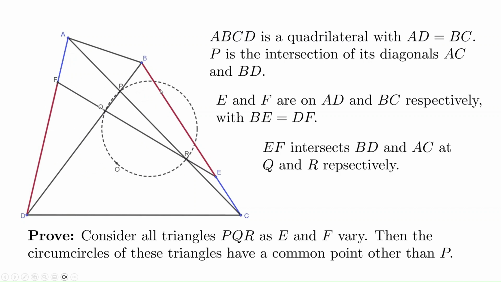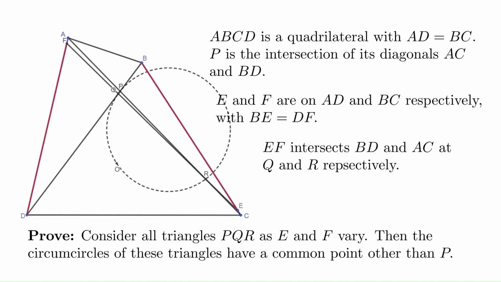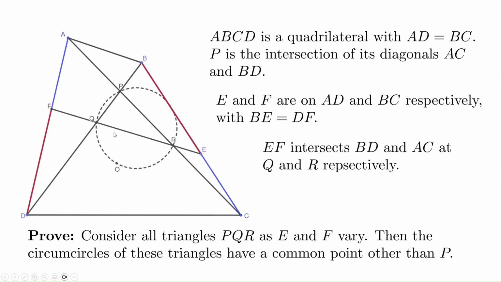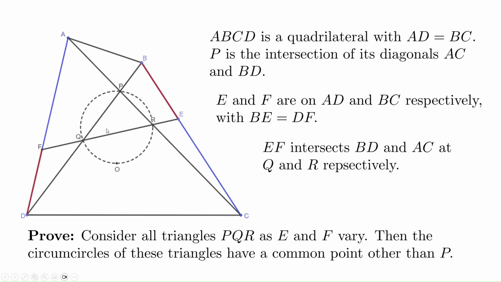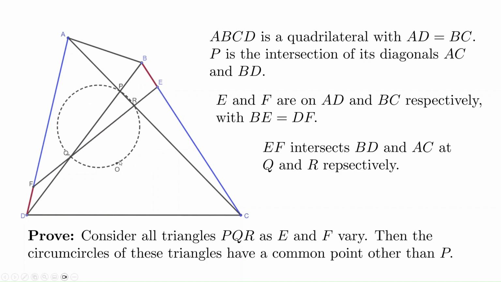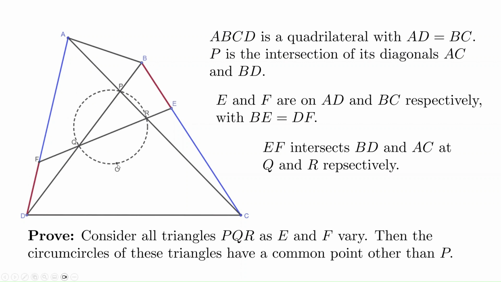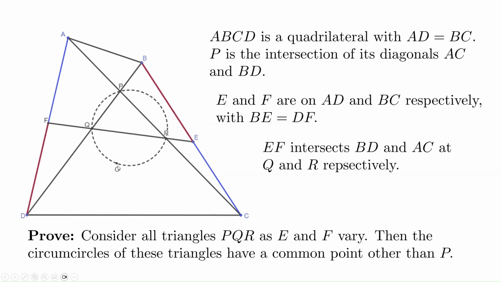As E and F vary but keep BE equals DF, the position and the size of the circle keep changing, but it always passes a fixed point O here. How to construct or identify this point O?